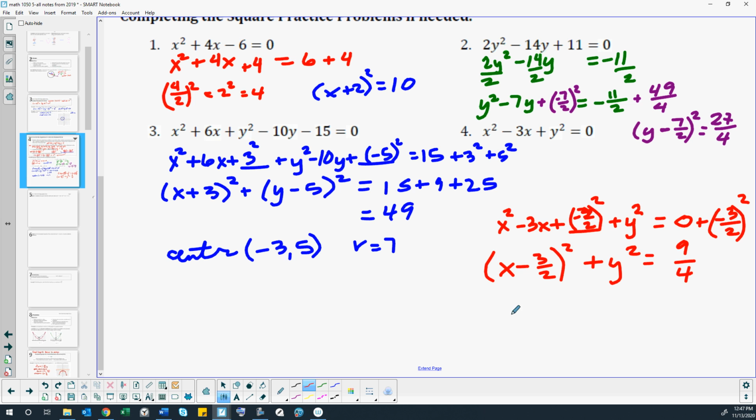And then if you really want to apply this to circles, because it is a circle, our center would be at 3/2, 0, because there's no number adding or subtracting here. And then our radius would be the square root of 9/4, which would be 3/2.